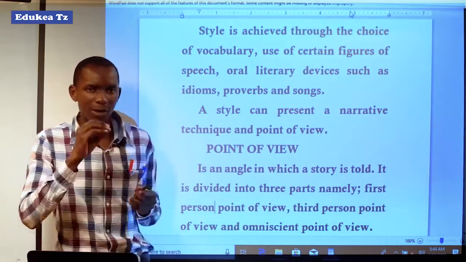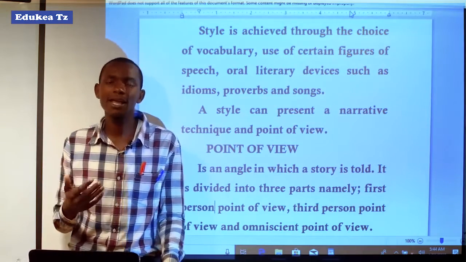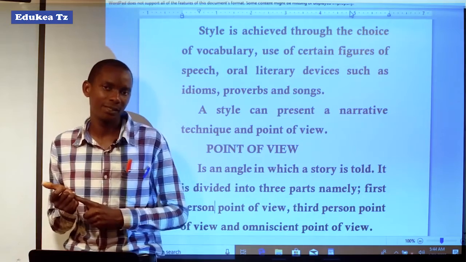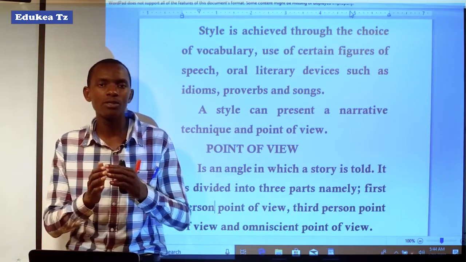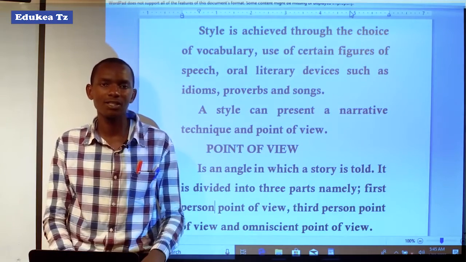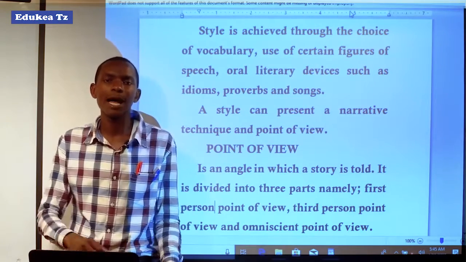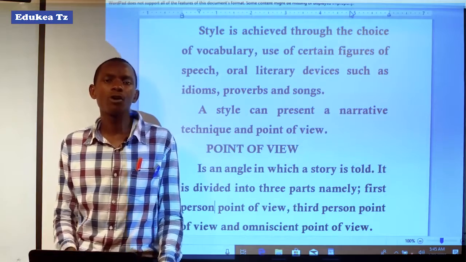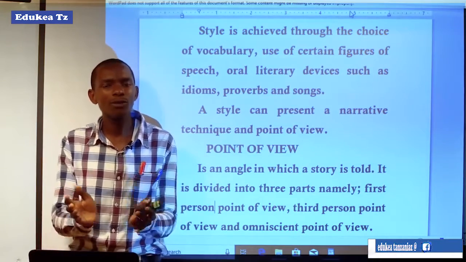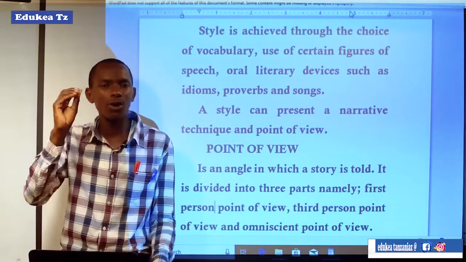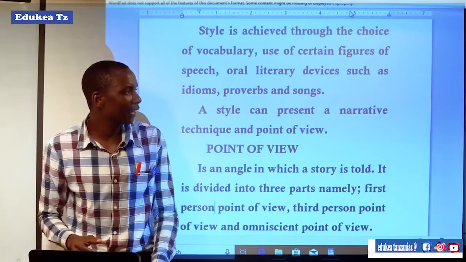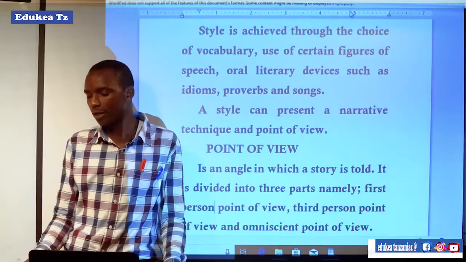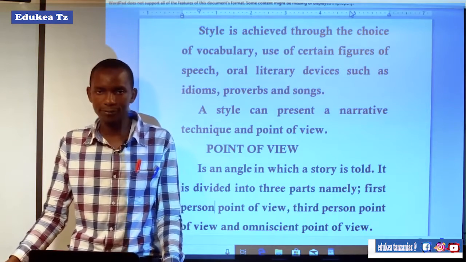A style can be presented, but I want to talk a little bit about different styles that can be included in a literary work. The first style can be personal style. Here you may use the names of characters or different pronouns, also the use of narrative form, or the use of dialogue form, the use of letters in the literary work, the use of songs, and the use of other oral literary devices, as we said here. Those are the different techniques that can be included in the literary work.